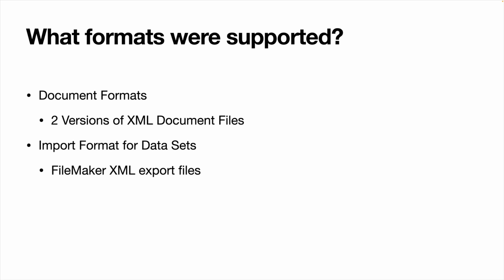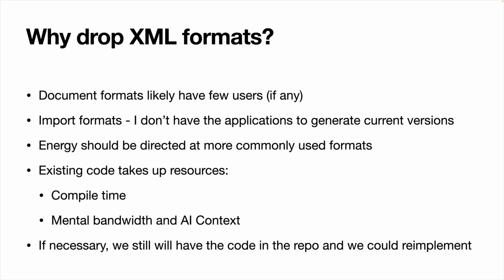We have a choice of importing data using FileMaker XML. As far as I know, this code all works, but I made a decision that it's time to get rid of it. So there's a bunch of reasons why we want to get rid of it. First and foremost is that there's very few people that actually have files in these formats. If we don't need to support that, then we can just drop it.